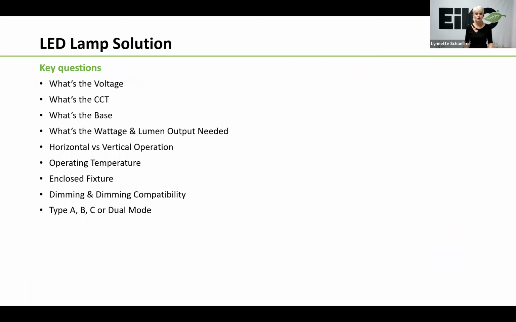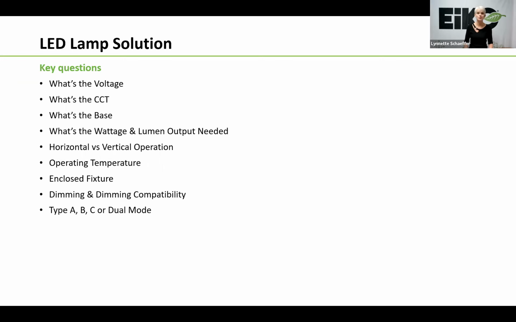So now that you know that there is basically an LED replacement lamp solution for nearly every traditional lighting lamp source that's out there, it's important, though, before just screwing in or plugging in a replacement HID or fluorescent LED replacement, that there are some key questions to ask and some very important things to know. You heard me say this a number of times. What's the voltage?